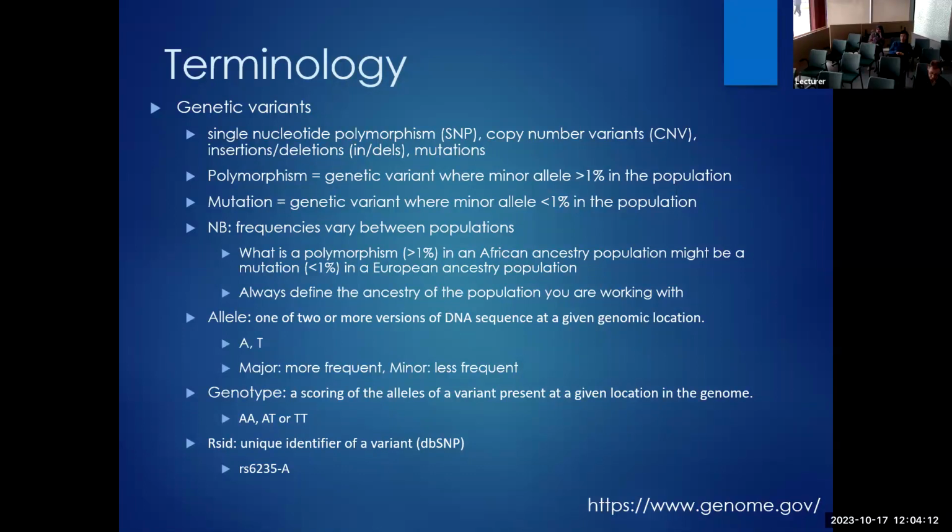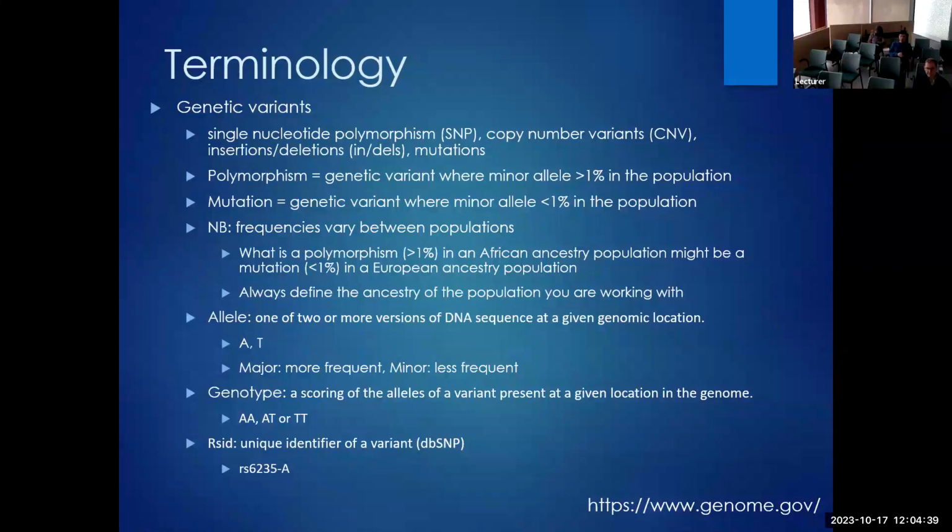Frequencies of variants are very much specific to ancestry, so always find the ancestry of the population you're talking about. What is a polymorphism, so greater than 1% in a population of African ancestry, could well be a mutation, i.e. less than 1% in a European population. So defining which population you're working with is very important.